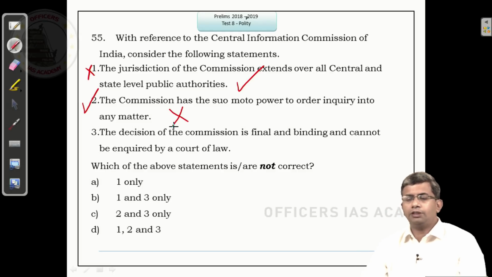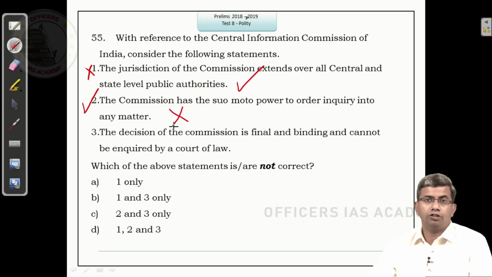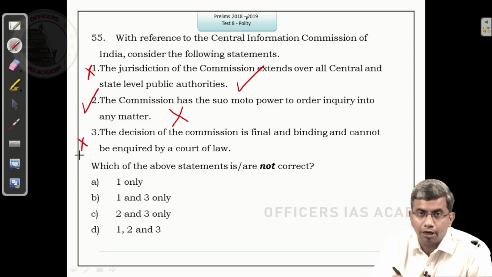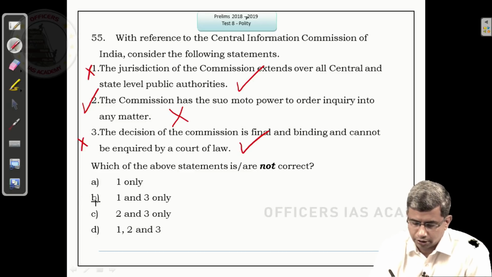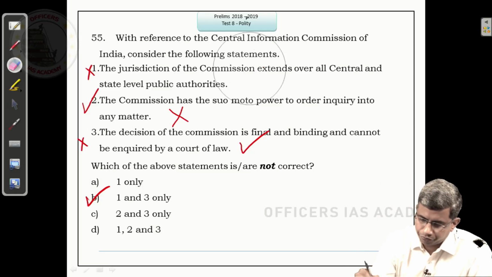The decision of the Commission is final and binding and cannot be inquired by a court of law. Judicial review under Article 136 is a basic structure of the Constitution. Nothing can take away the power of the courts to review a decision of any body in this country, right? Be it executive, statutory, legislature, anything, right? So, this third statement is wrong, but it is a correct code for this question. So, the correct answer is B, 1 and 3 only.